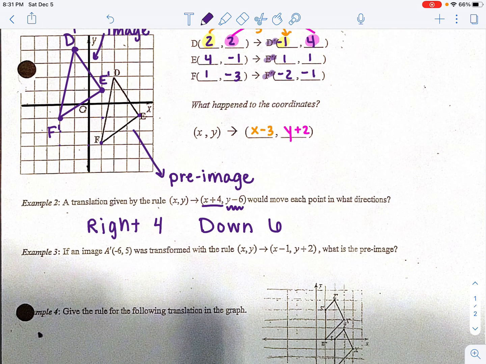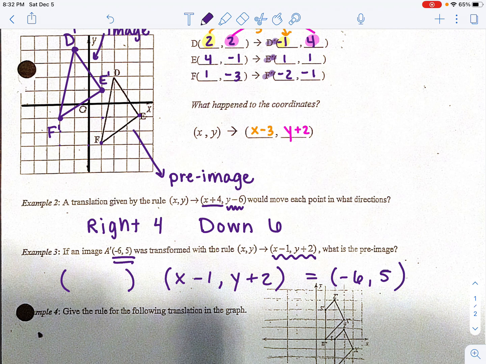All right, for this one it says, if an image A prime is negative 6, 5, and the transformation rule was x, y will become x minus 1, y plus 2. What is the pre-image? So from here we're going backwards. All right, so we have this coordinate, and we did this rule to it. We did minus 1, plus 2, and it got us this answer here. Okay, so we had something. We did x minus 1 to it and y plus 2 to it, and it got us negative 6, 5.